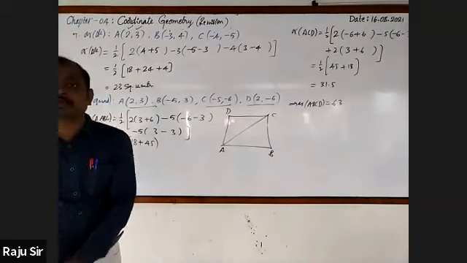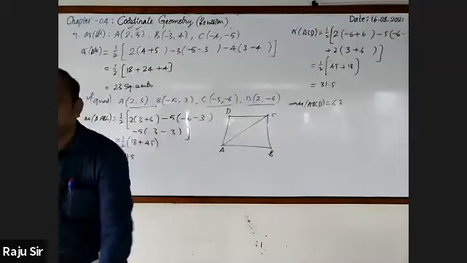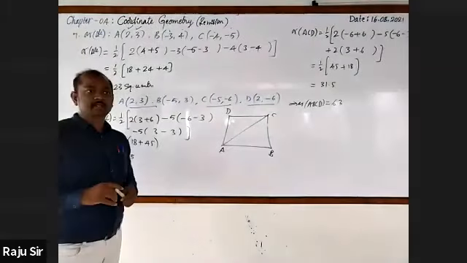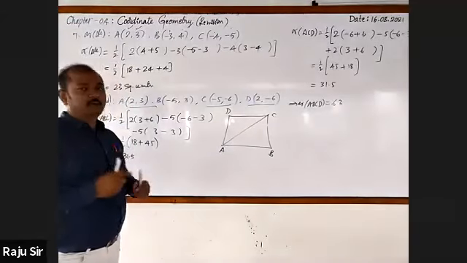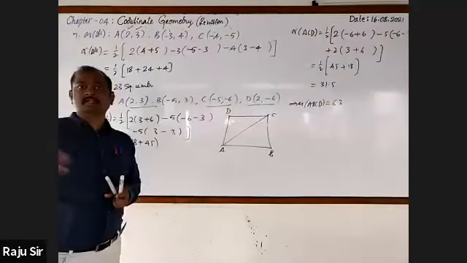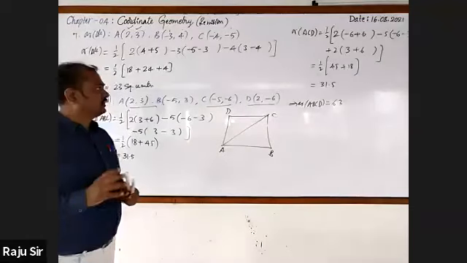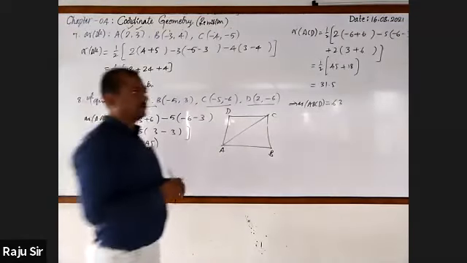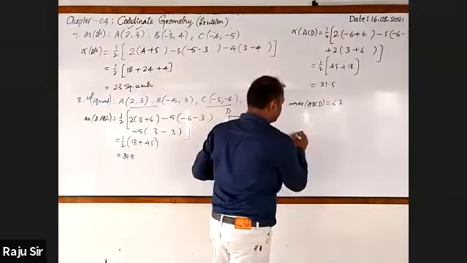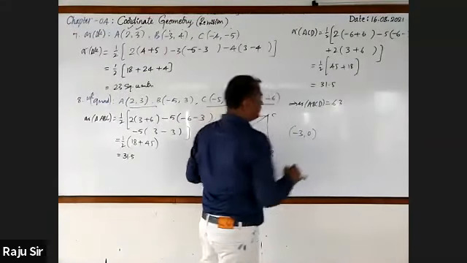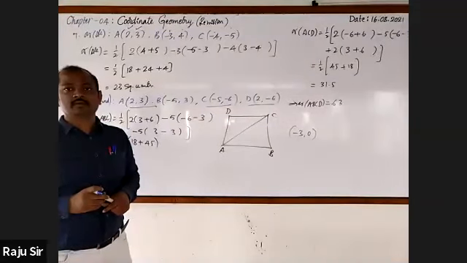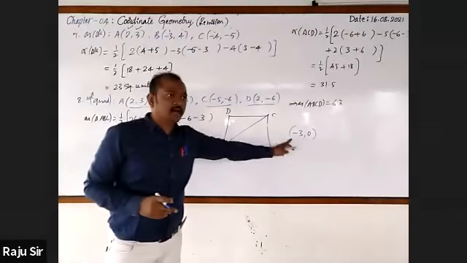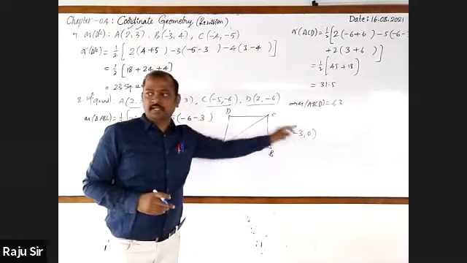If the points are collinear, what will be the area of the triangle? Zero. I'm going to take 3 such collinear points. It is -3, 0. Where is it on the Cartesian plane? On the x-axis, on the negative side of the x-axis.